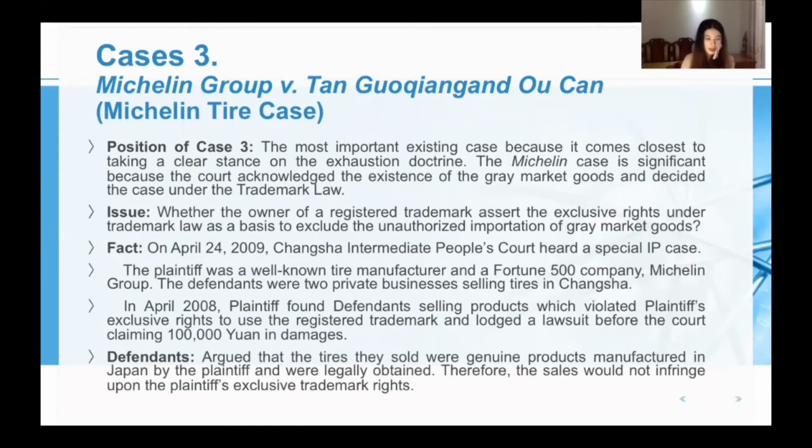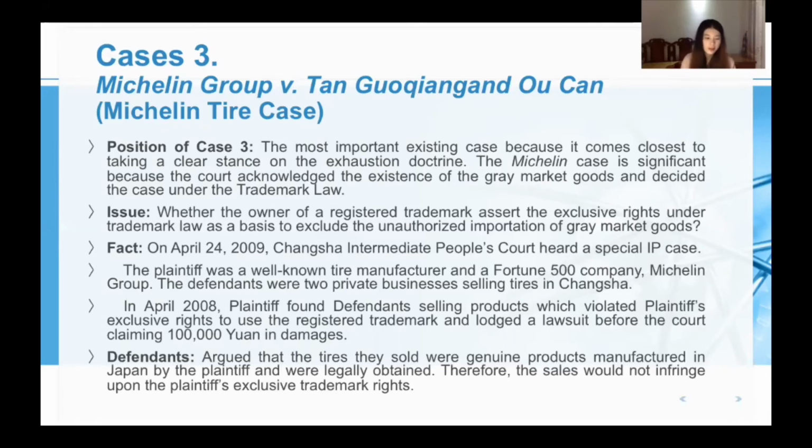In the third case, the Michelin tire case, the plaintiff was a well-known tire manufacturer and a Fortune 500 company. The defendants were two private businesses selling tires in Changsha. In April 2008, the plaintiff found defendants selling products which violated the plaintiff's exclusive rights to use a registered trademark and lodged a lawsuit before the court, claiming 100,000 yuan in damages. Defendants argued that the tires they sold were genuine products manufactured in Japan by the plaintiff and were legally obtained. Therefore, the sales would not infringe upon the plaintiff's exclusive trademark rights.